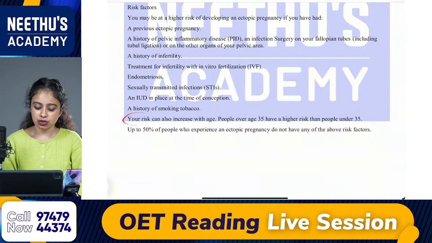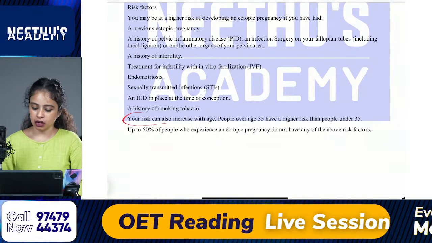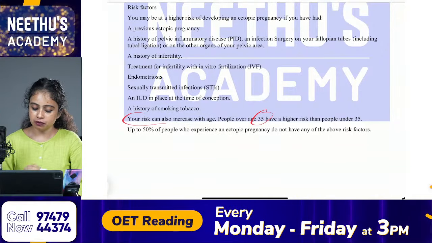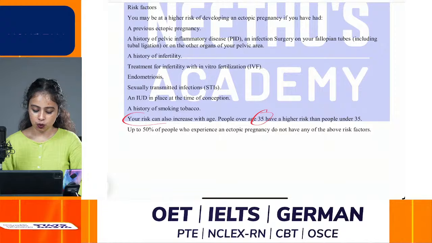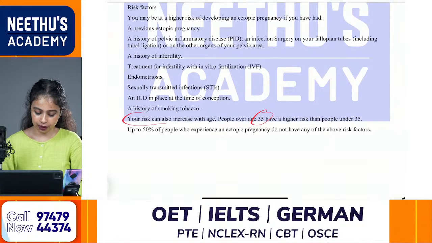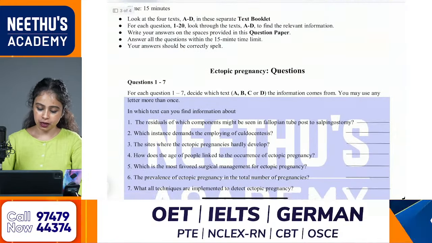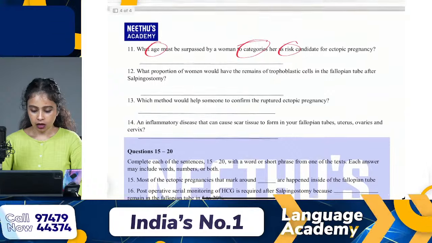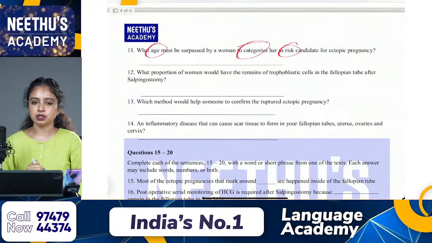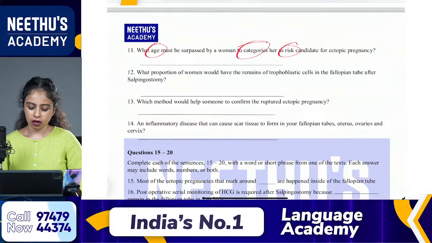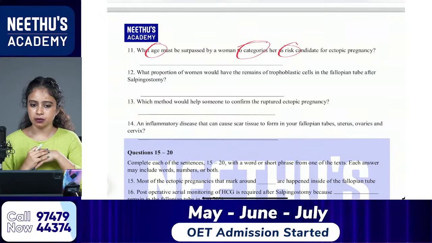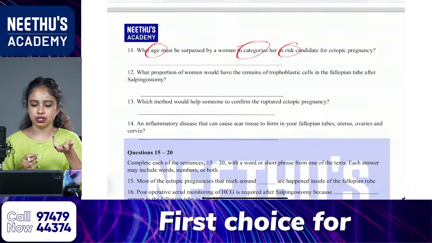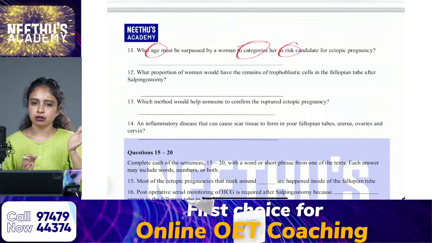See, your risk can also increase with age. People over 35 have higher risk than people under 35. So what is the age? Which is 35. So the answer should be 35. See here, actually you don't have to write over 35 because they are clearly asking you what age. So what age? 35.